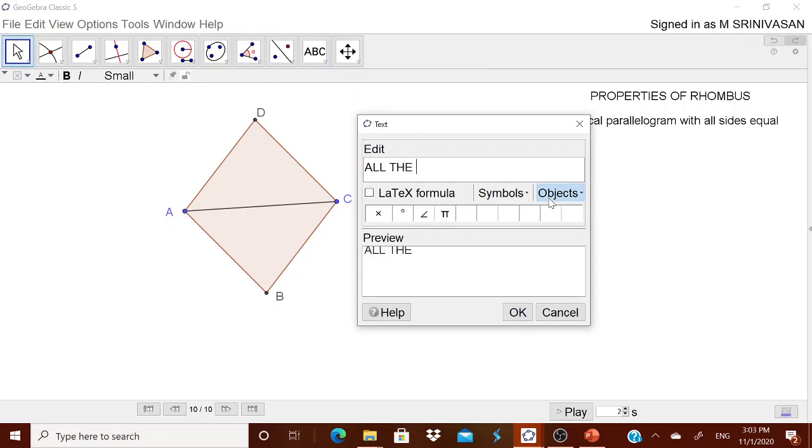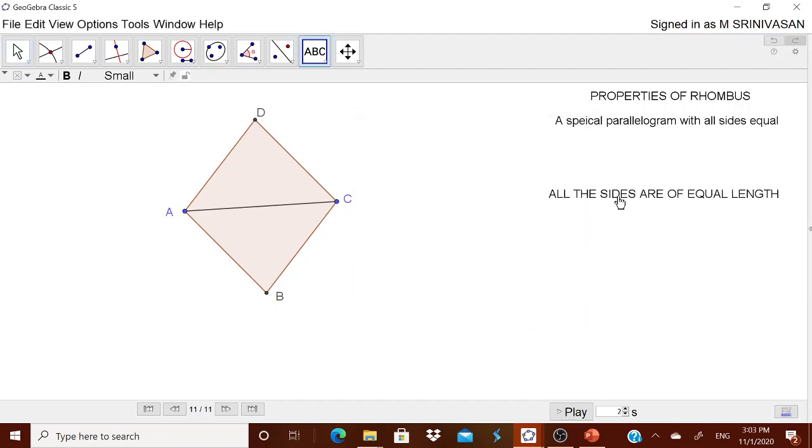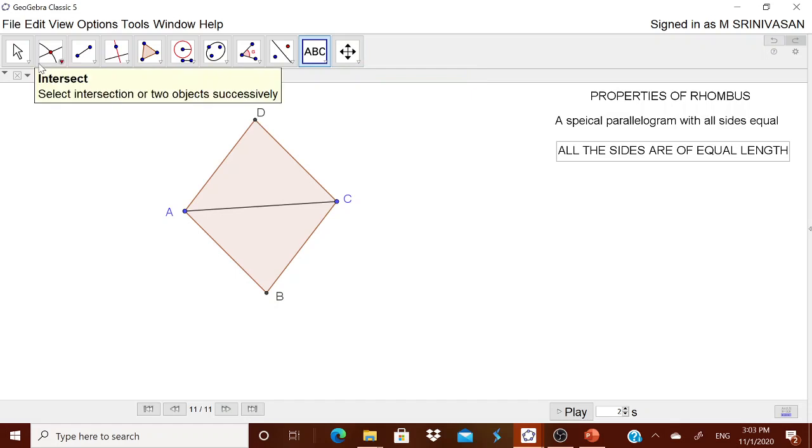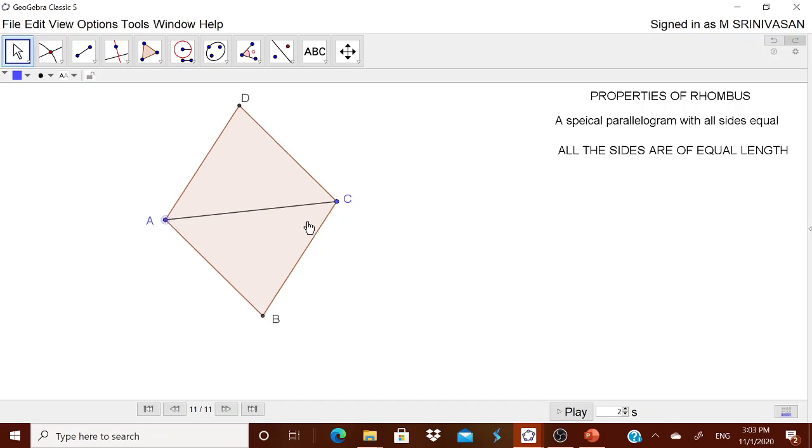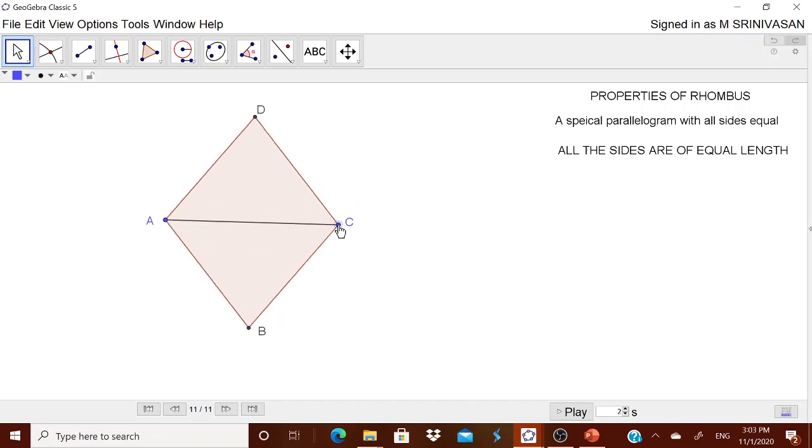Okay, all the sides are of equal length. Okay, what is the property number 1? Okay, what is the meaning of it? The child should try to understand. Okay, let us try to get the length of the sides. Okay, for that, let me make it a little bit perfect like this.